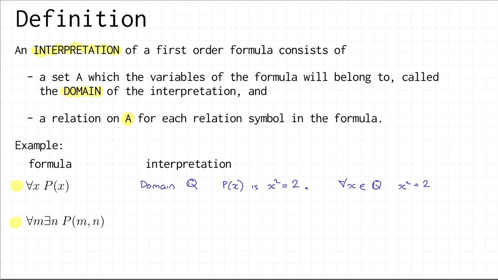So a possible interpretation for this would be we take the domain to be N, the set of natural numbers, so 0, 1, 2, 3, 4, and so on, and then we make the relation p of m n be, let's say, n is greater than m. Then the interpretation we write like this. So for all m in N, that means for all natural numbers m, there exists n in N. That means there exists a natural number n such that n is greater than m.